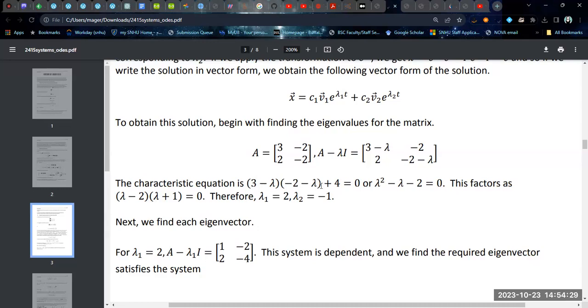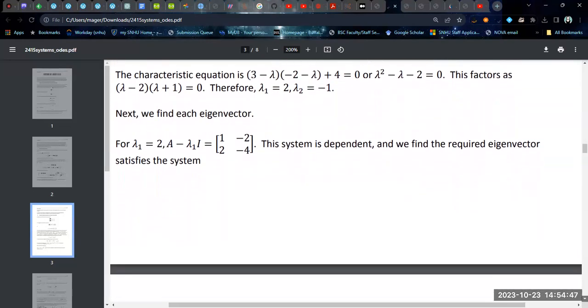And so we get this. It's our characteristic equation. We FOIL everything out, we get this polynomial, and then this factors as lambda minus 2 and lambda plus 1. And so our two eigenvalues are 2 and negative 1. From there, we have to find our eigenvectors.